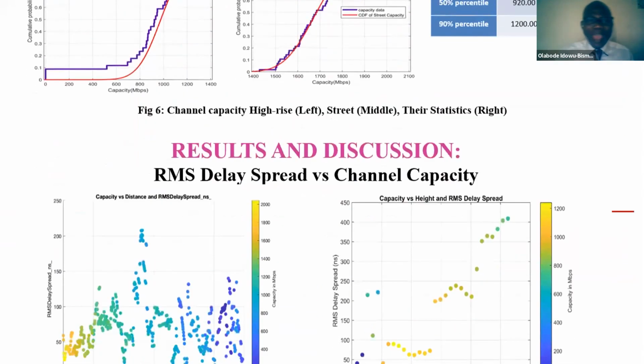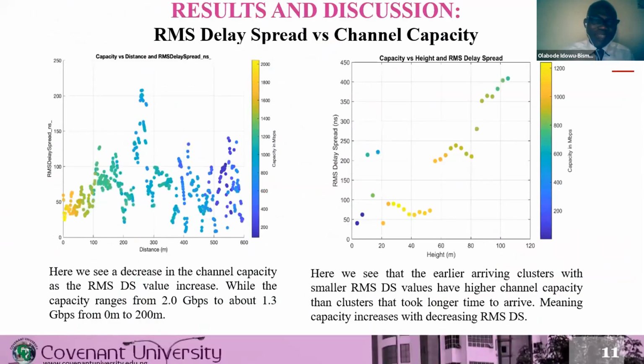Now, when we compare the effect of RMS delay spread on channel capacity, we see in the diagram on the left, which represents the relationship between delay spread and capacity, that the capacity actually decreases with increasing delay spread, telling us that the lower the value of the delay spread, the higher the capacity that we can achieve.